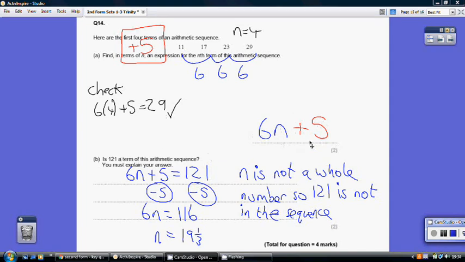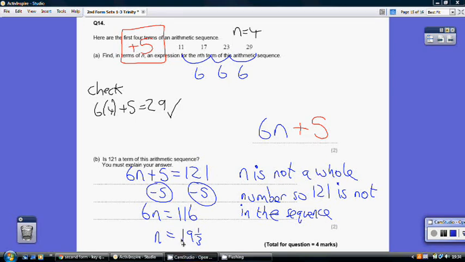Now for part B, so this follows on from my explanation of this, is 121 in the sequence? Is there a position in this sequence such that that position generates 121 being in the sequence? So what we go and do, we take our expression and we set it equal to the 121, and then we solve this. So we go and take away 5 from both sides, we divide by 6, and on this occasion we see that n is not a whole number. So therefore we can conclude that 121 is not in the sequence.